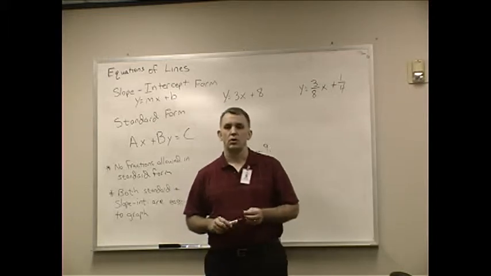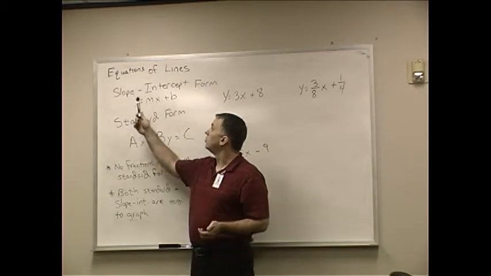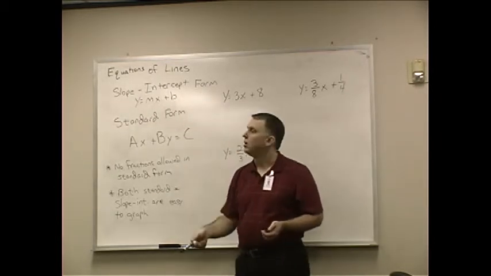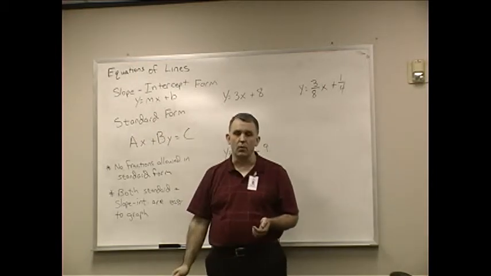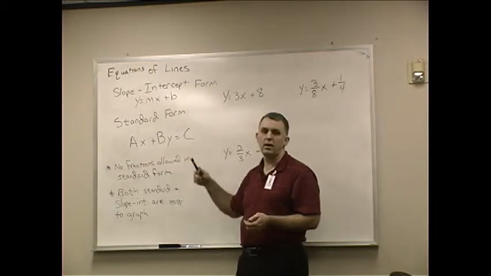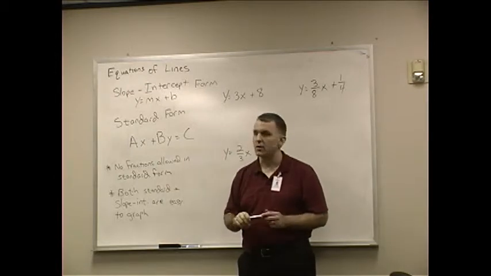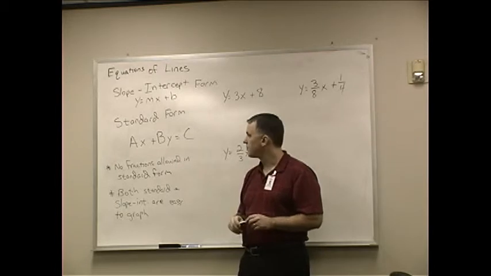As we continue with lines and graphing, we run into the slope-intercept form, which we've already talked about, but we also run into another form which is called standard form. And standard form is Ax + By = C. Yes, these are capitals. They're not small for the A, the B, and the C.